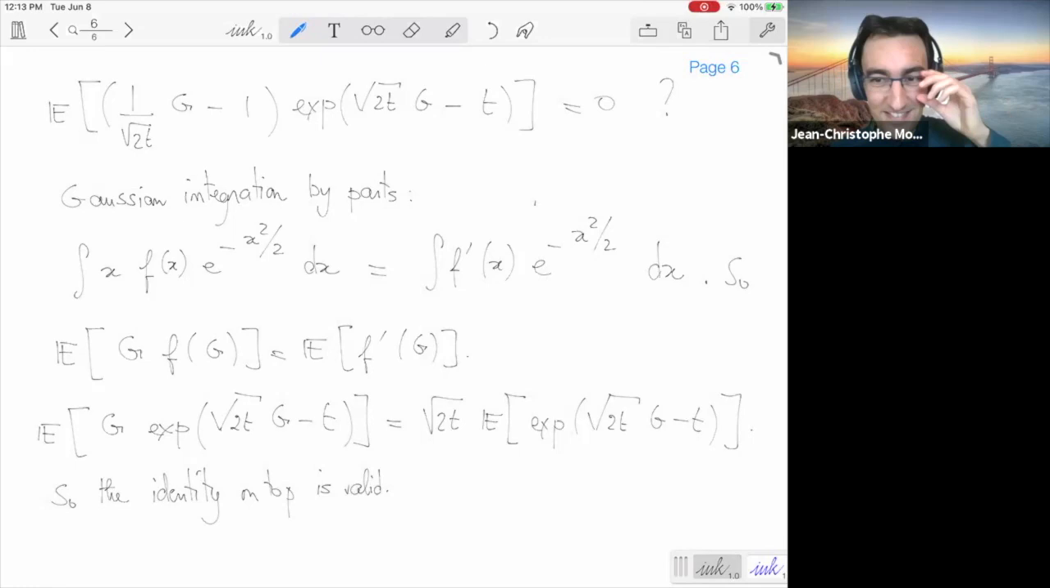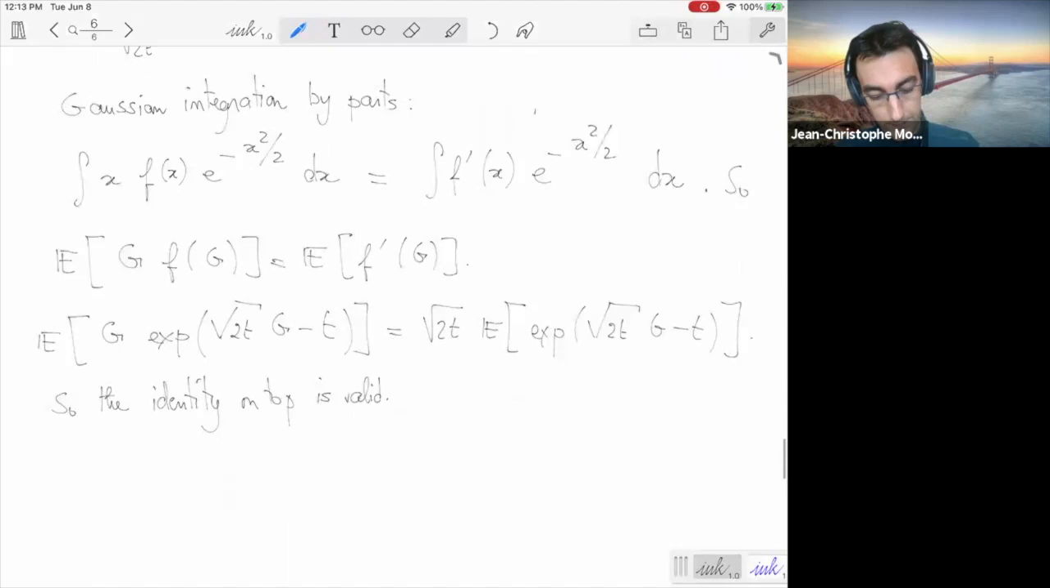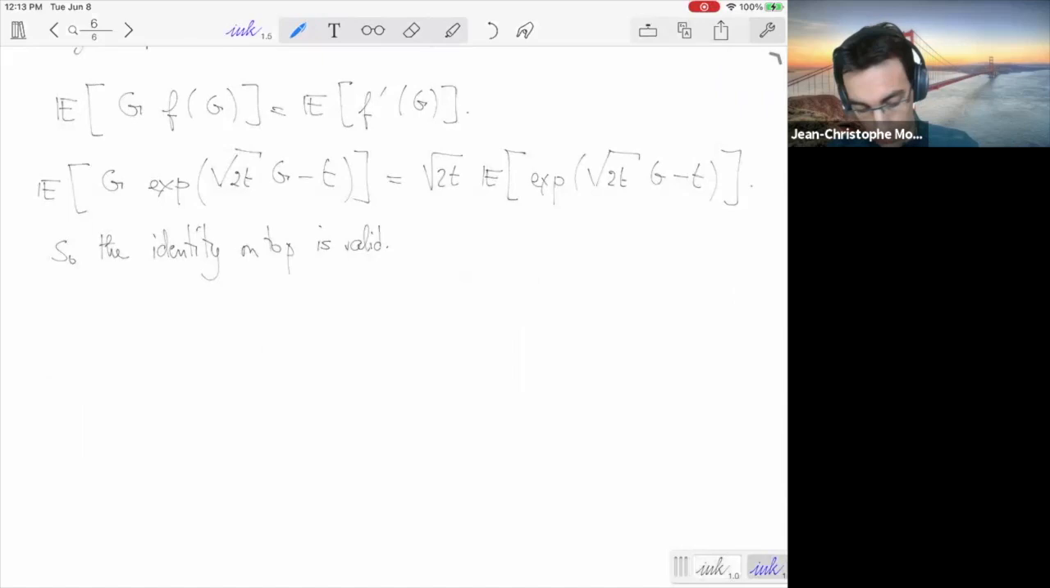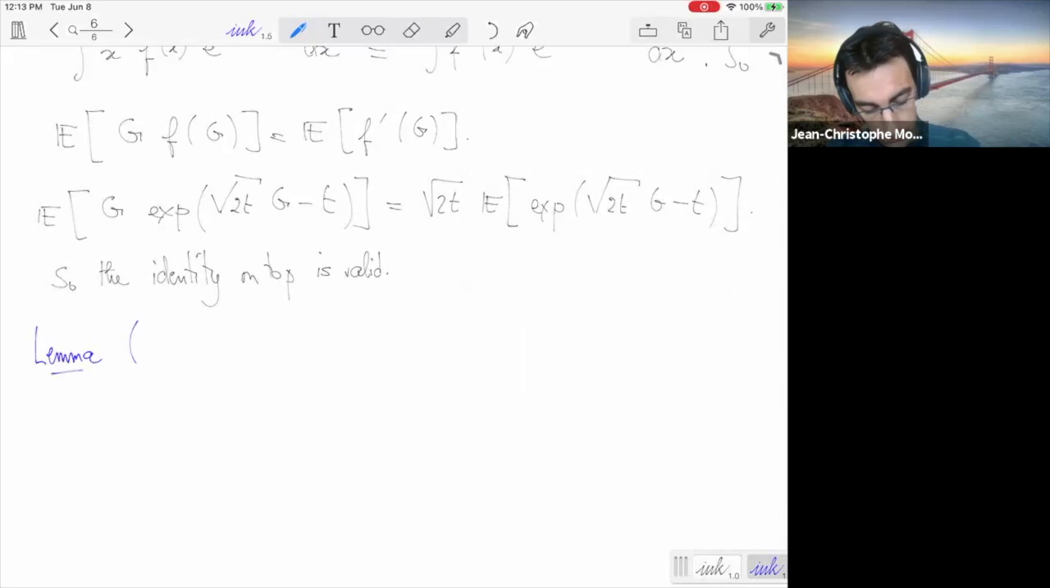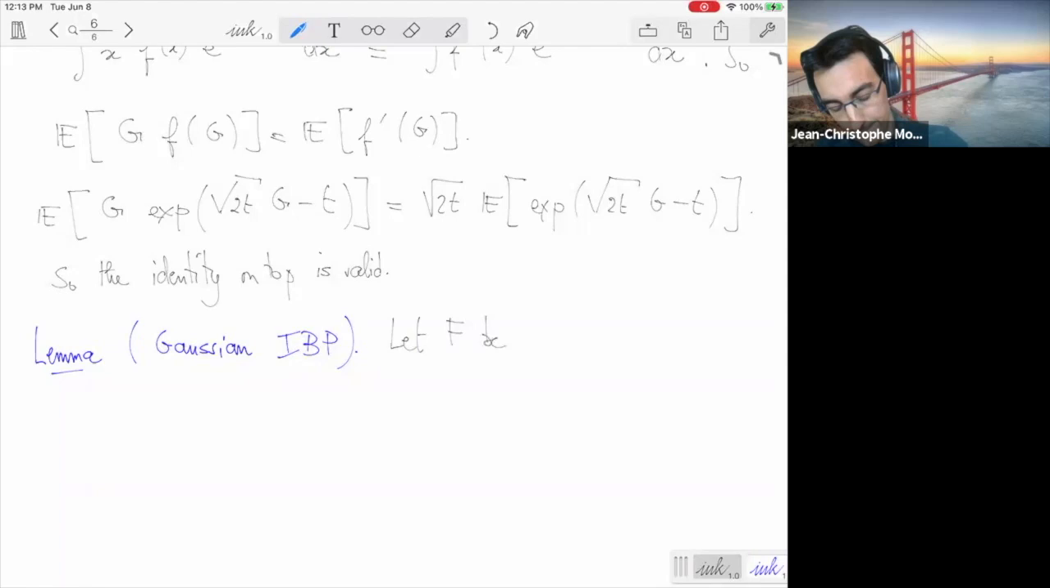So I want to generalize this a little bit so that we can easily compute the derivatives of our free energy later. Here is the generalization. I'm going to call it a lemma, which is based on Gaussian integration by parts. Let's say that f is a bounded measurable function defined on the relevant space. And I claim that we have the following.